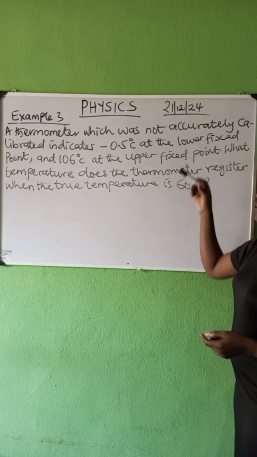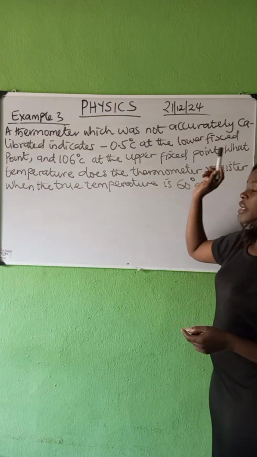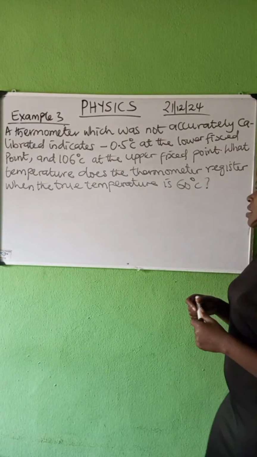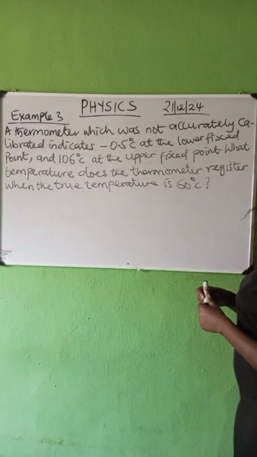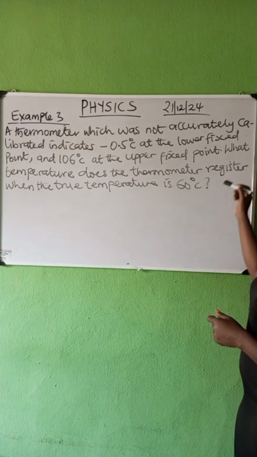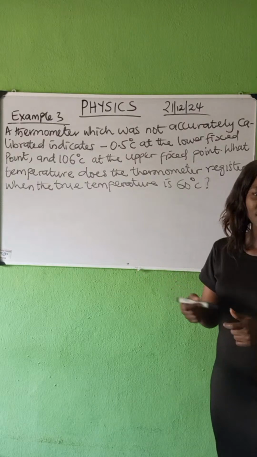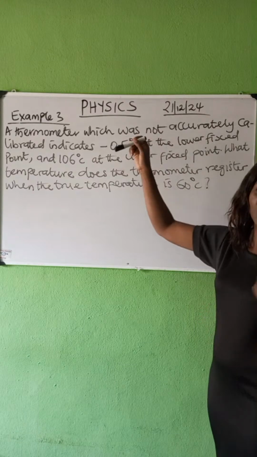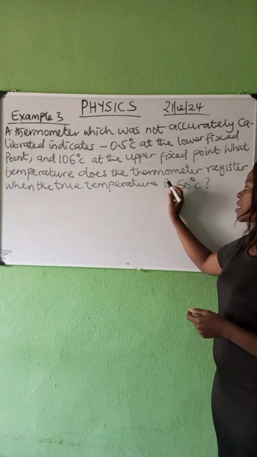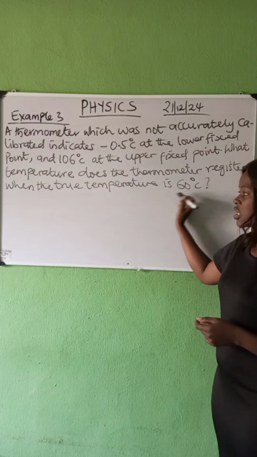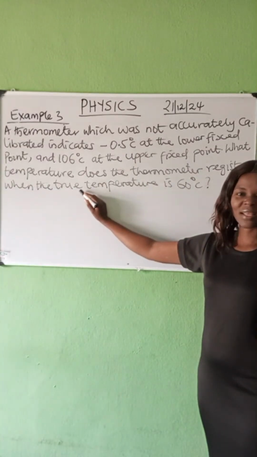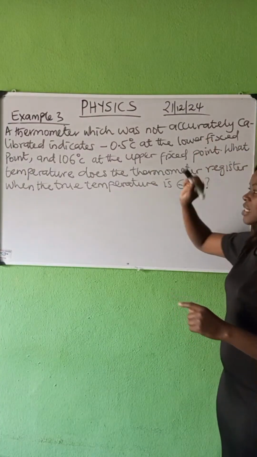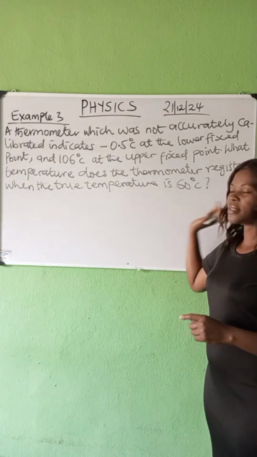All right, it indicates minus 0.5 degrees Celsius at the lower fixed point and 106 degrees Celsius at the upper fixed point. What temperature does the thermometer register? This thermometer we are asking about now. What temperature does this thermometer register when the true thermometer temperature is 60 degrees Celsius? This true means the one that is correct, that is not faulty. Now, what does this faulty thermometer register when the correct one reads 60 degrees Celsius?